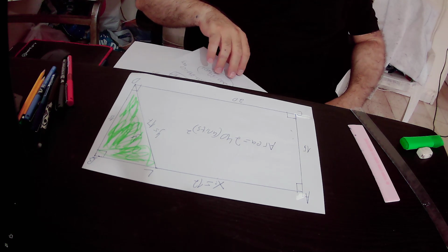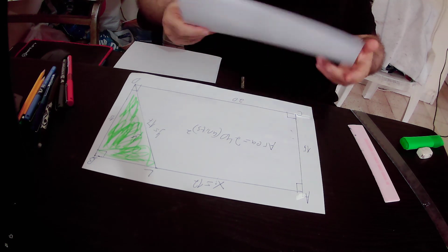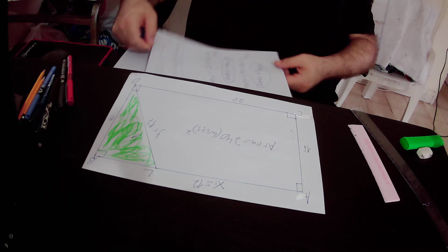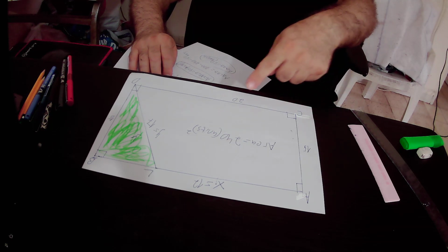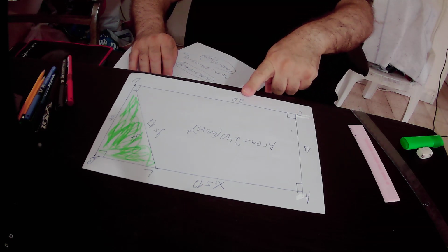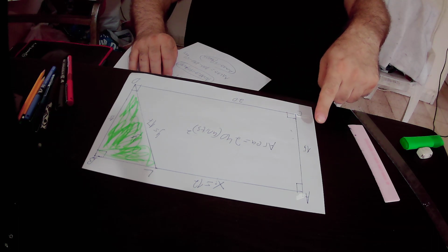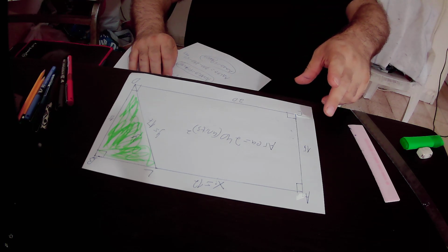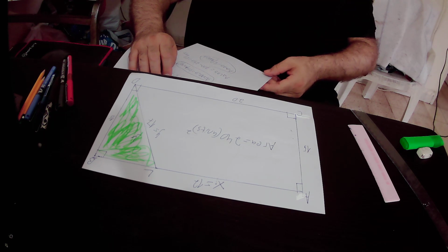We know that the formula for the area of a rectangle is the length times the width. So the area of this rectangle will be 20 times 15. 20 is the length, and the width is 15 units. So the area of this rectangle equals 300 units squared.